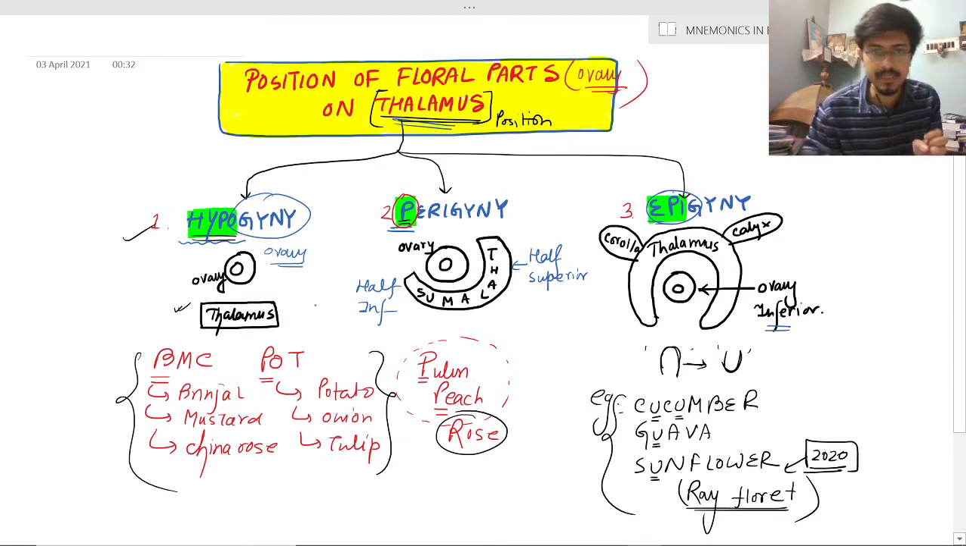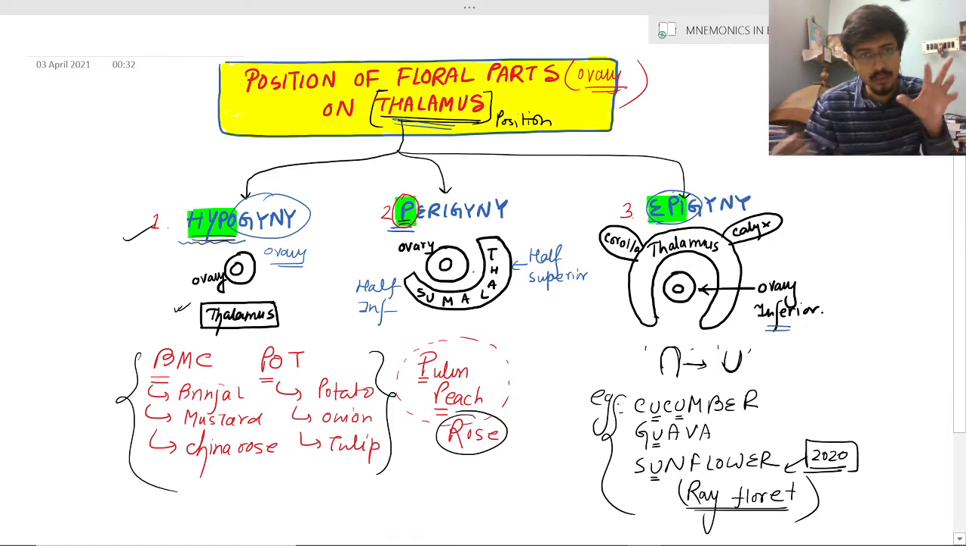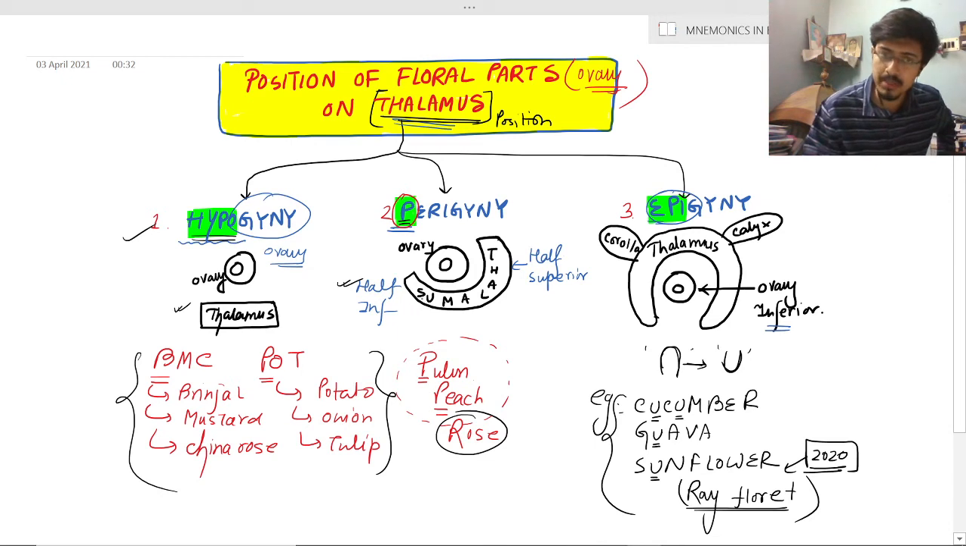In perigyny, the ovary is surrounded by the thalamus. Here you can see the ovary is surrounded by the thalamus. On one side the ovary is half inferior, and on the other side it is half superior. So the ovary is surrounded by the thalamus, with one side half inferior and one side half superior.